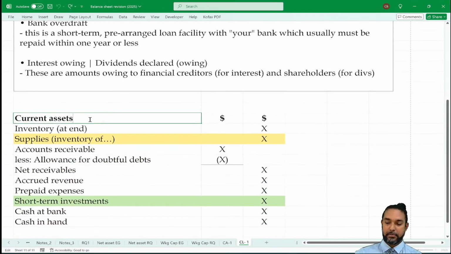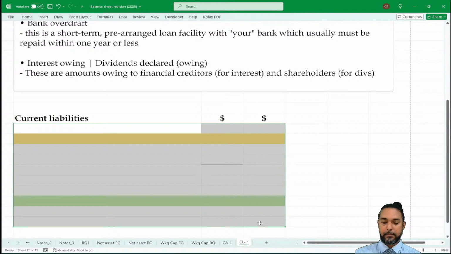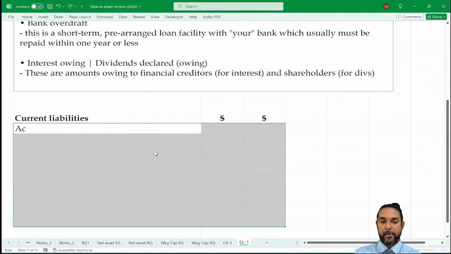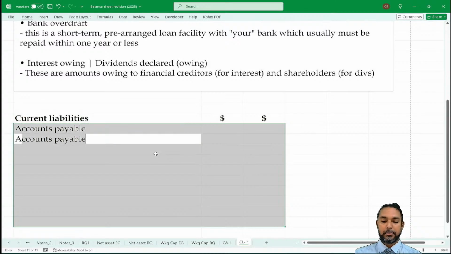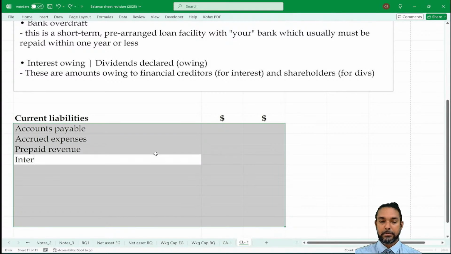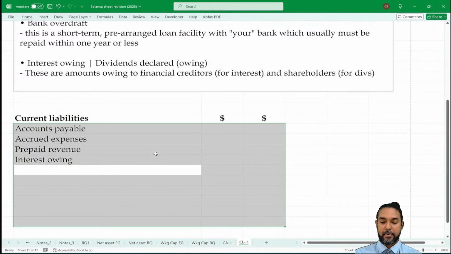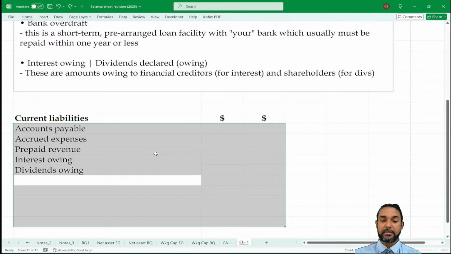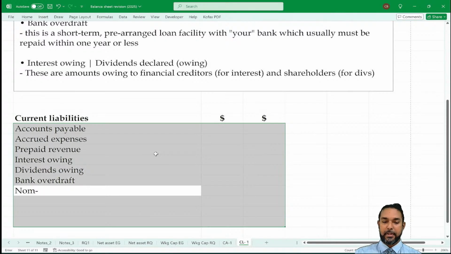All right, so current liabilities. Right, so we have accounts payable, accrued expenses, prepaid revenue, interest owing, dividends owing, bank overdraft, and the current portion of non-current liabilities.